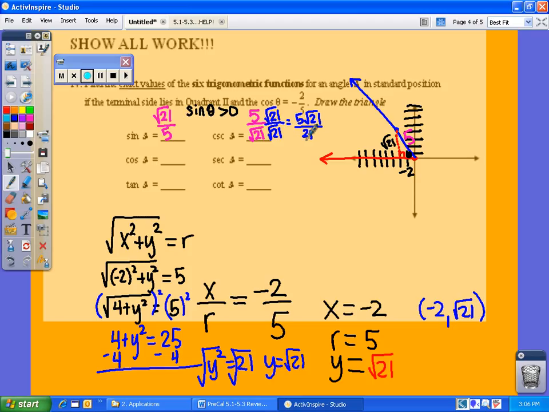Okay, next one is cosine. We already had cosine from the previous question. So it's negative 2 over 5. That means that secant is 5 over negative 2. That's a 5.